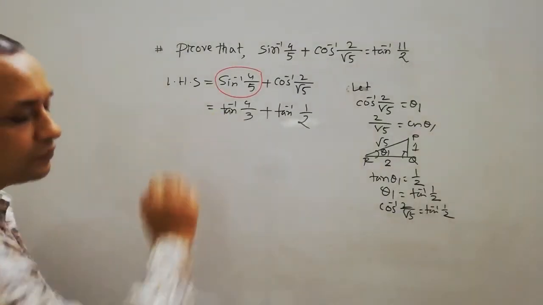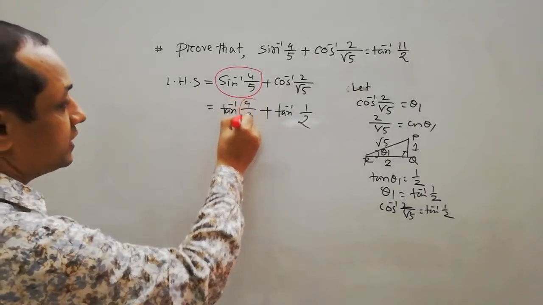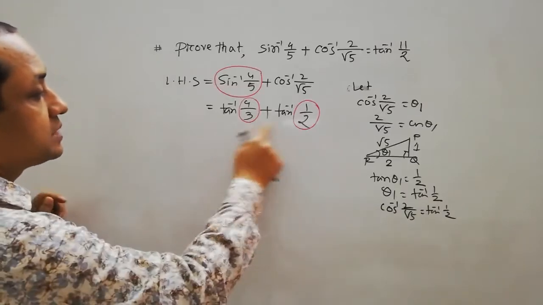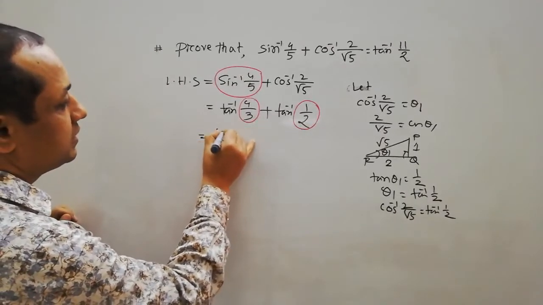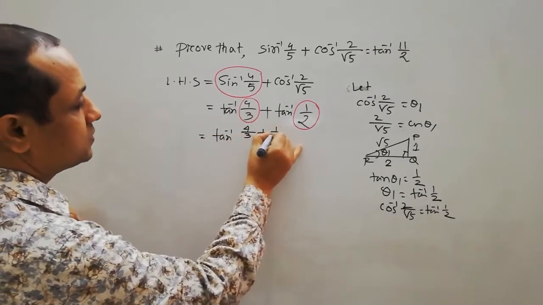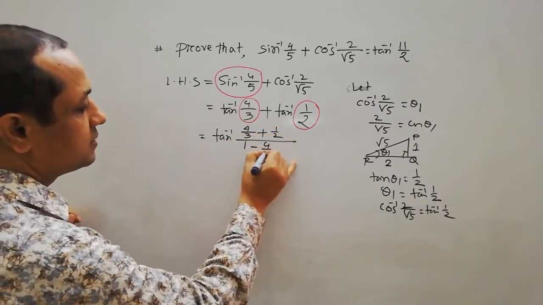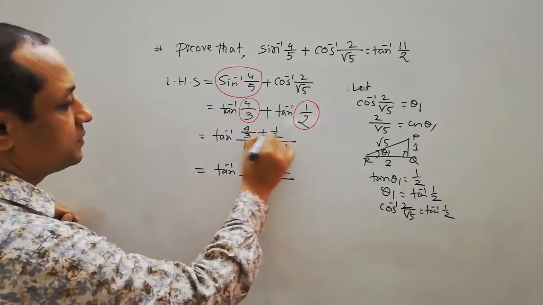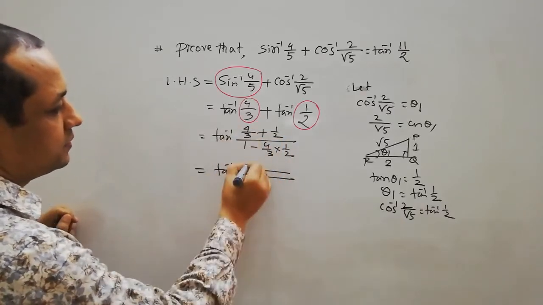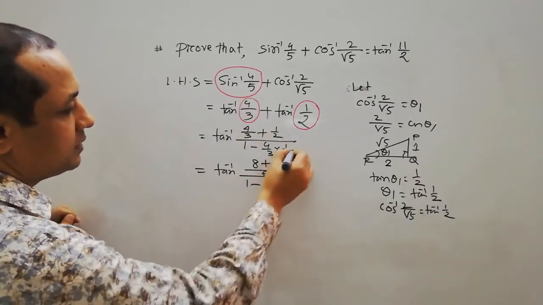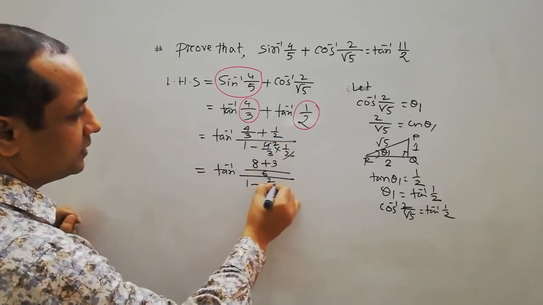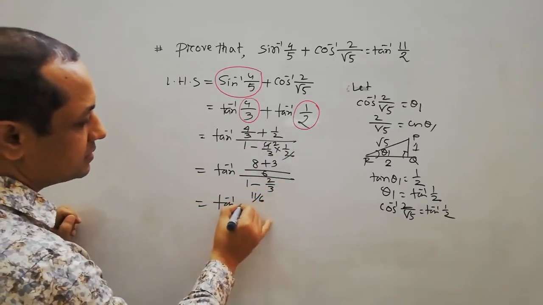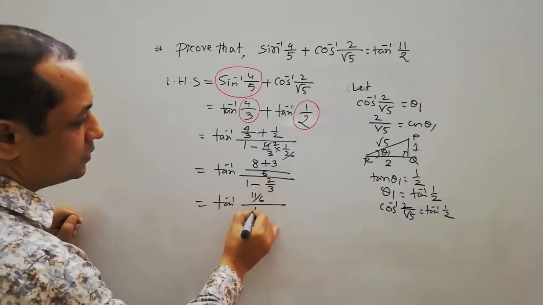Now using the formula, tan inverse x plus tan inverse y equals tan inverse of x plus y by 1 minus xy. Then we get tan inverse, here LCM of 3 and 2 will be 6. So 8 plus 3 by 1 minus 2 and 4 cancel, 1 minus 2 by 3. So student, here tan inverse 11 by 6 by 3 minus 2 is 1 by 3.